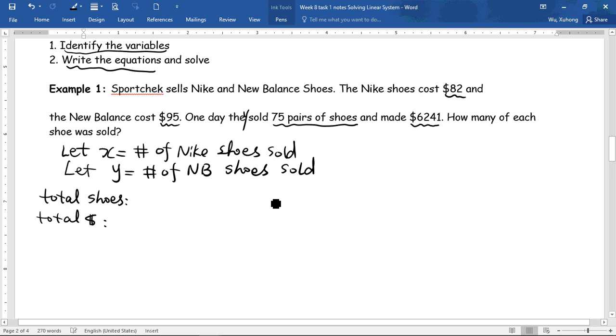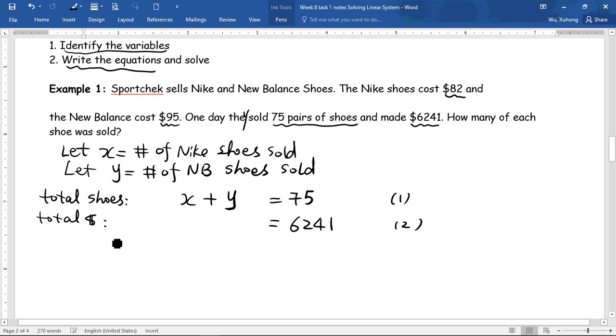Okay, so total shoes is 75 pairs, total dollars is 6,241. So this is equation 1. Equation 2, we didn't finish it yet. We want to use x, y to write the equation out. So you have x Nike shoes and y New Balance shoes. So total means add together.